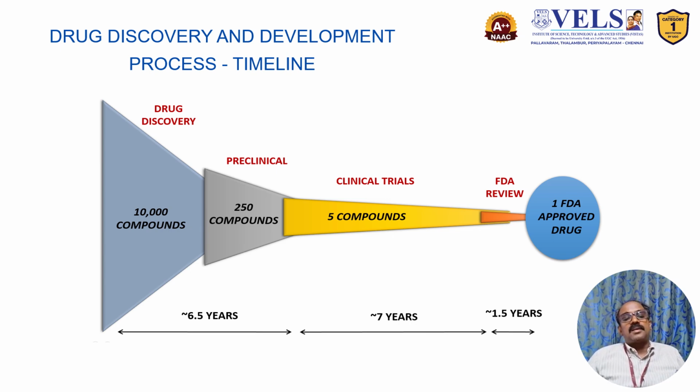For example, in the scenario I had given, 10,000 molecules will be screened in the initial stage of drug discovery. 250 molecules will be tested for animal study. In that, I assume that only 5 molecules will be moving forward for clinical trials. See, 250 to 5, that is the scenario. 5 compounds will be reviewed by FDA and one may be approved. That is also a question mark.